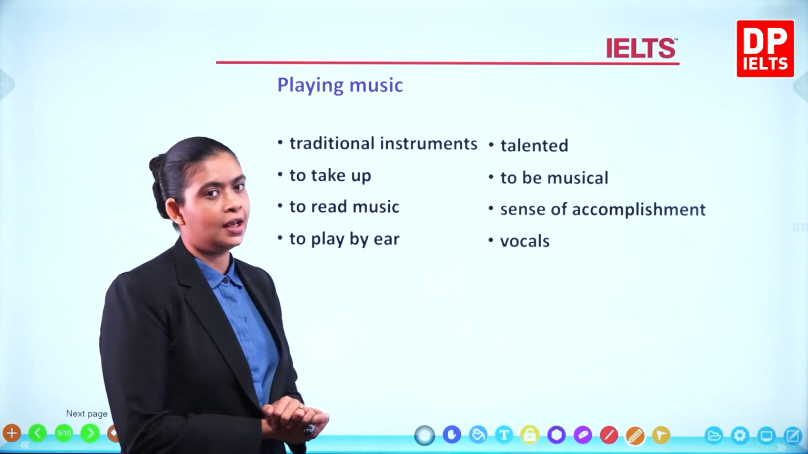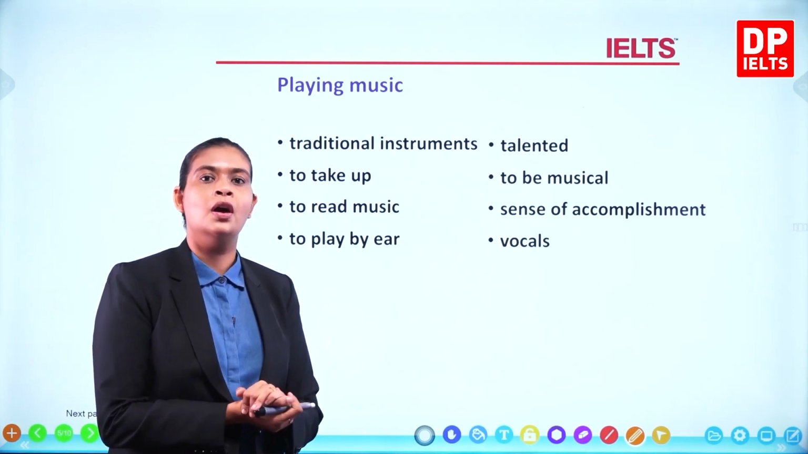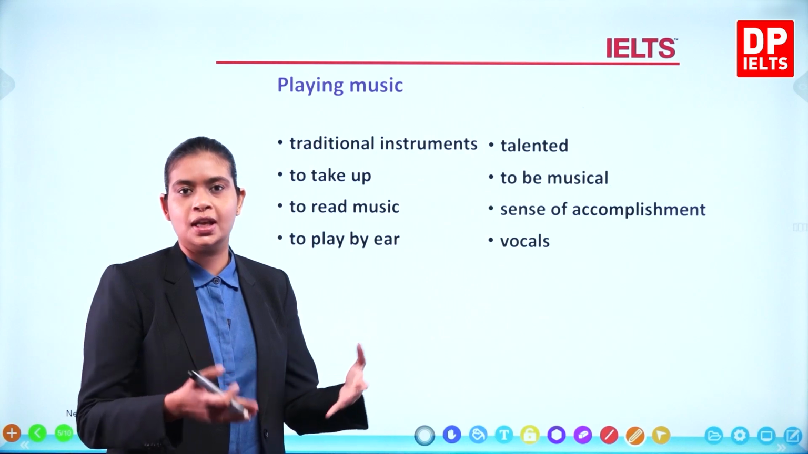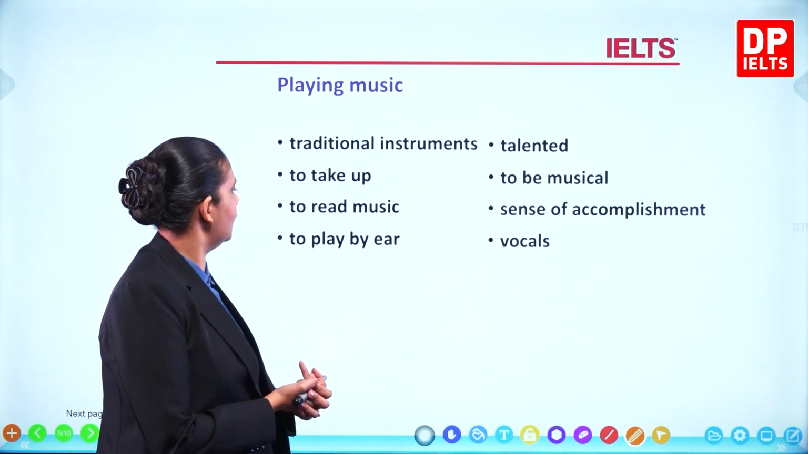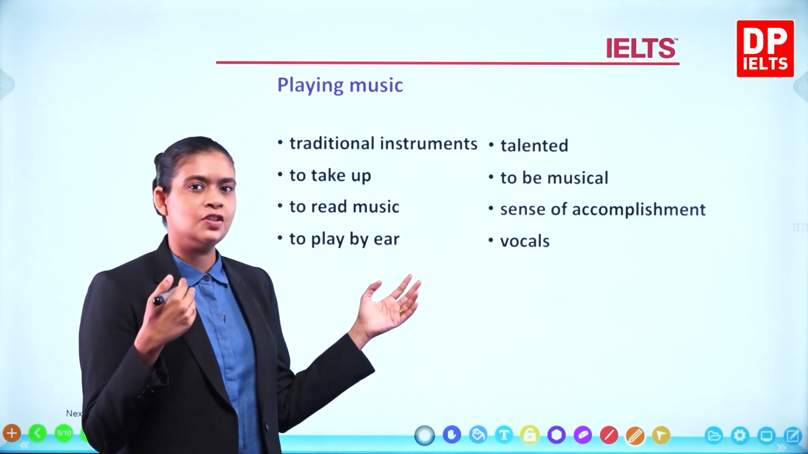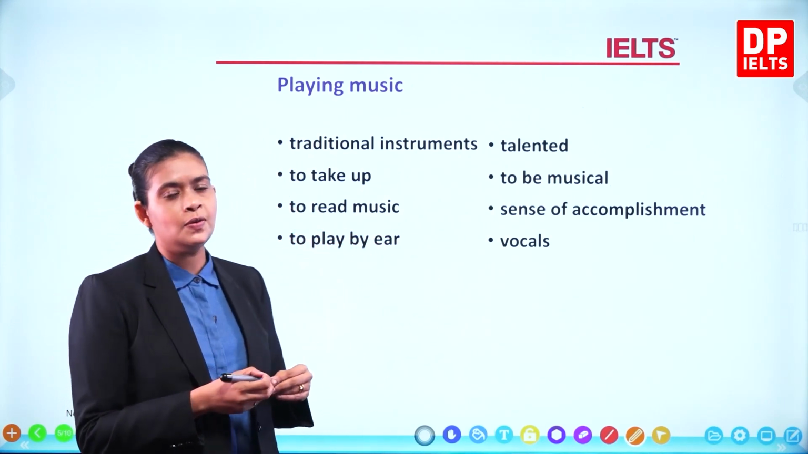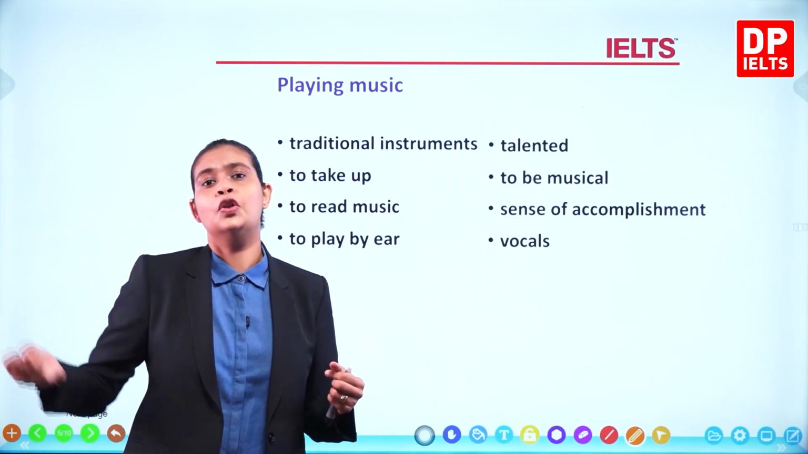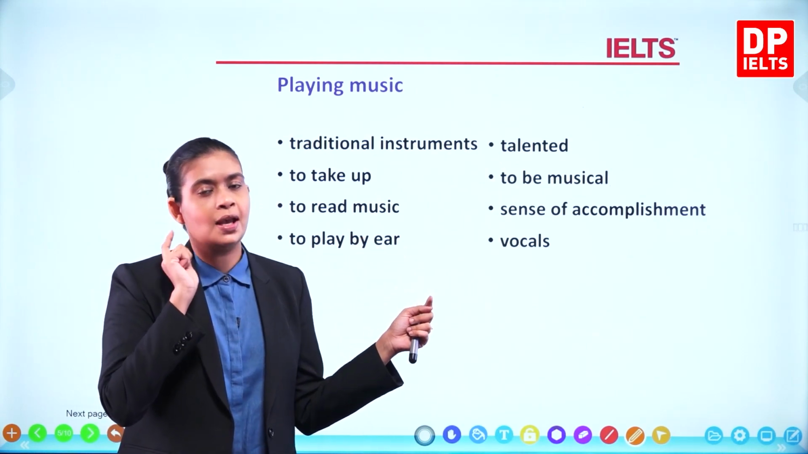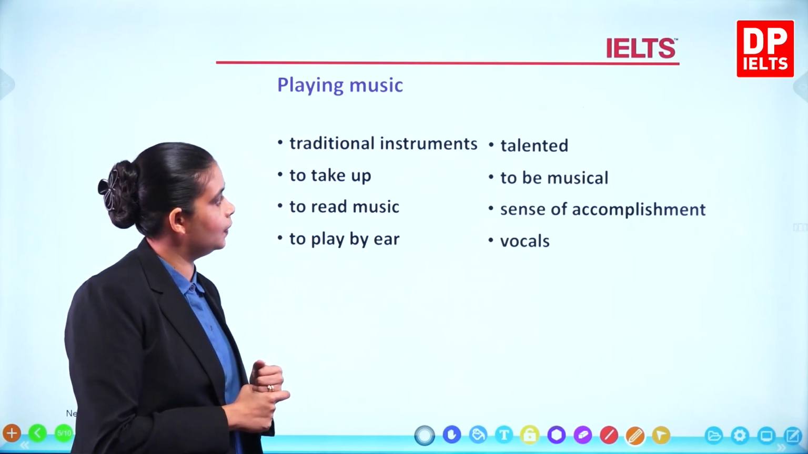To take up means when you want to compose, someone tells you, okay, would you like to write a song for me or compose a song for me? You take up that job. To take up means you start doing it, okay? To read music, what do you mean by to read music? Do you listen to music or do you read music? What do you mean by this? Okay, to read music is that you should be able to actually read the notes in terms of music. To play by ear is that you listen to something and remembering the tune without the notes, you can play it on your own. Okay.